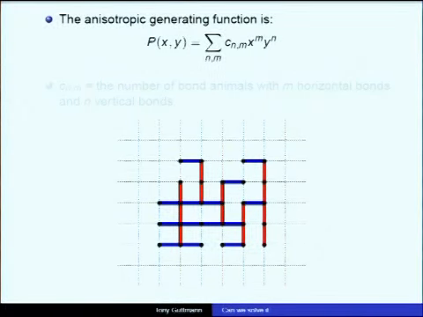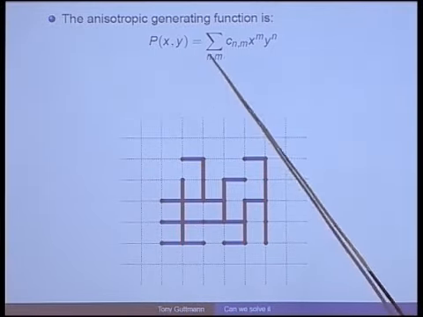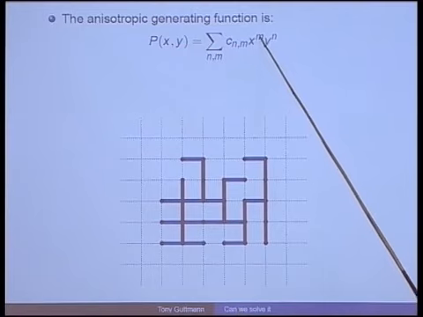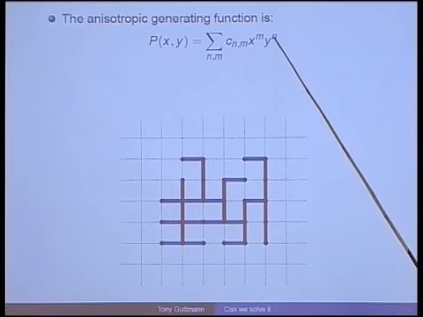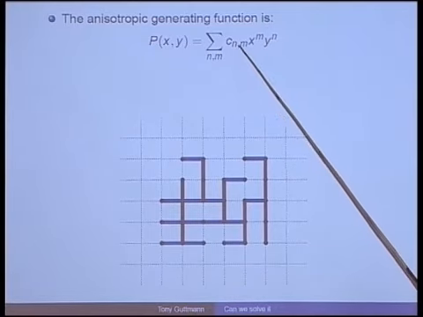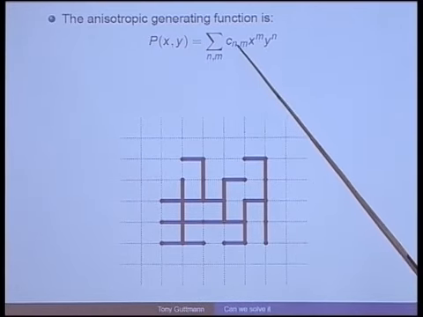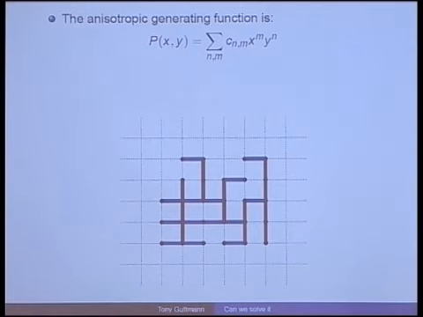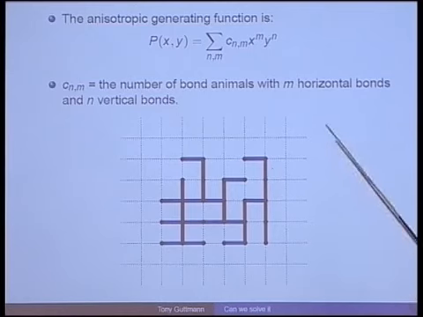this picture. And then I go from a one variable generating function, if I'm counting these by perimeter or number of edges, to a two variable generating function where x is conjugate to the number of horizontal bonds and y is conjugate to the number of vertical bonds, and C_nm just denotes the number of these objects with n vertical and m horizontal bonds.